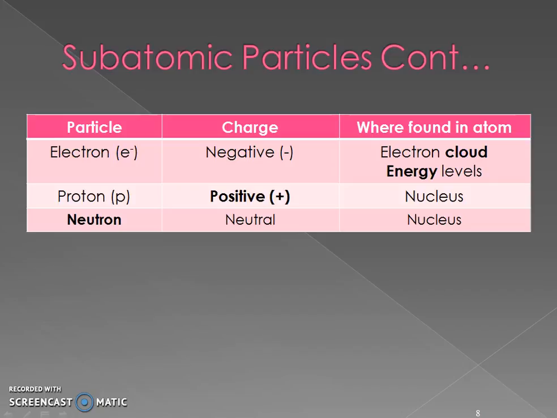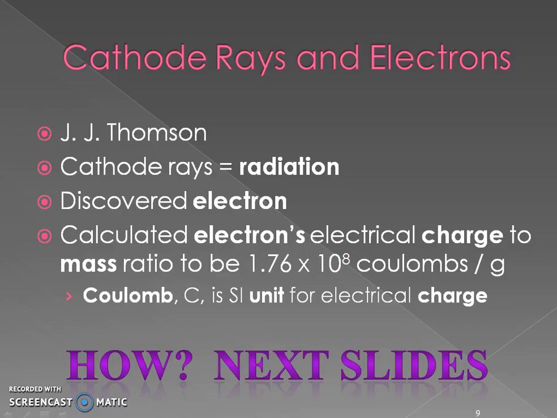So we need to understand the three main particles of an atom: electron, proton, neutrons, what their charges are, and where they can be found in the atom. So let's talk about J.J. Thomson and the cathode rays and his discovery of the electrons.